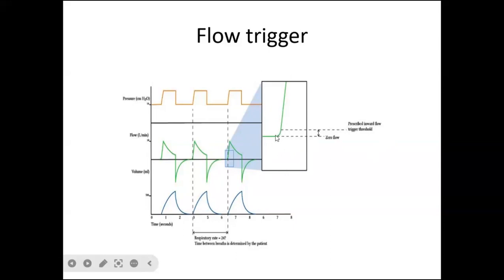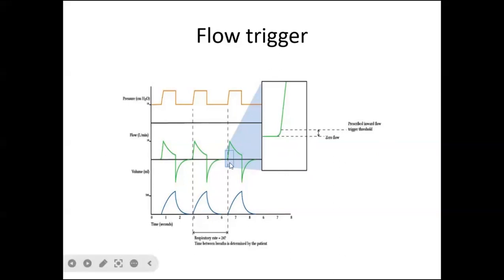Is it clear what I'm telling? Yes. You need to set certain parameters so that the ventilator will decide, okay, the patient is initiating, now I have to start inspiration. That can be done by setting a flow trigger or a pressure trigger.